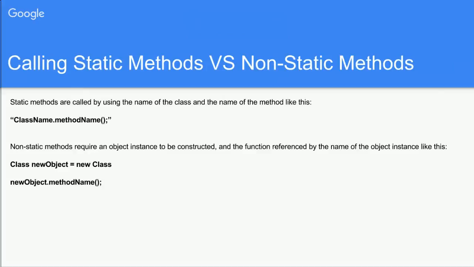Methods are very similar. A static method is called by using the name of the class and the name of the method like this. You call just the class name first and then the method name. Non-static methods are instance methods, or they require an object instance to be created so that you are able to get to the method. So you first have to instance the object, and then you use the new object name at the beginning, then separated by the period, and then the method name. And that's how you call a non-static method.